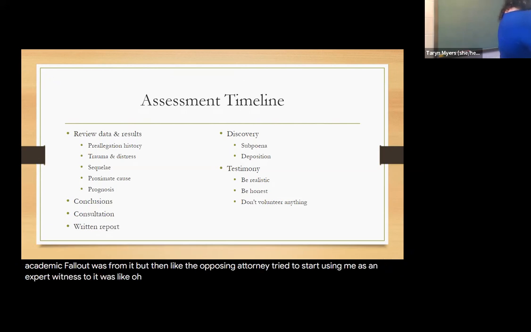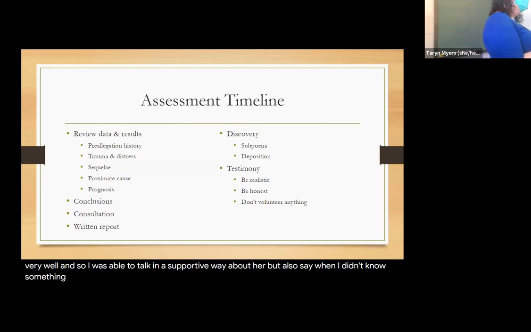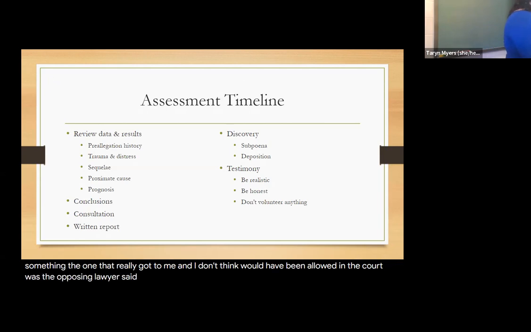He was like, oh, well, you've done XYZ and you've published this. And I'm just like, I don't use any of this in court, but I still had to answer, right? The college's lawyer had prepared me very well. And so I was able to talk in a supportive way about her, but also say when I didn't know something. The one that really got to me, and I don't think would have been allowed in court, was the opposing lawyer said, well, don't you think that students just sometimes change their minds and then they say they were raped? And I was so ticked off.